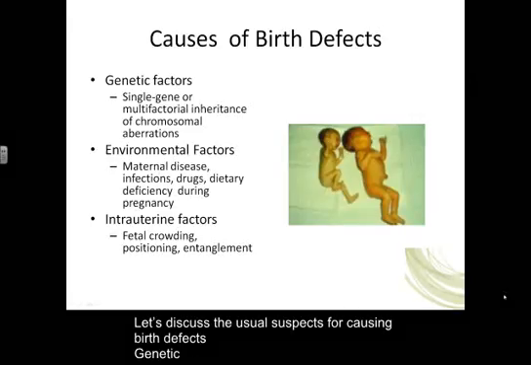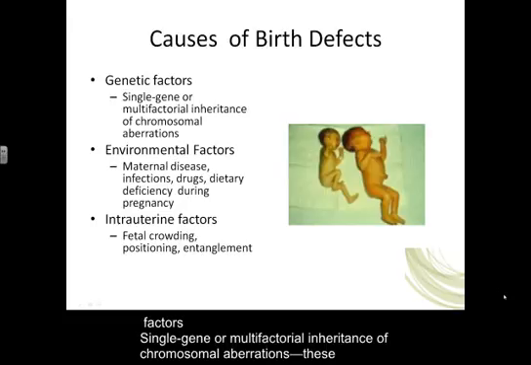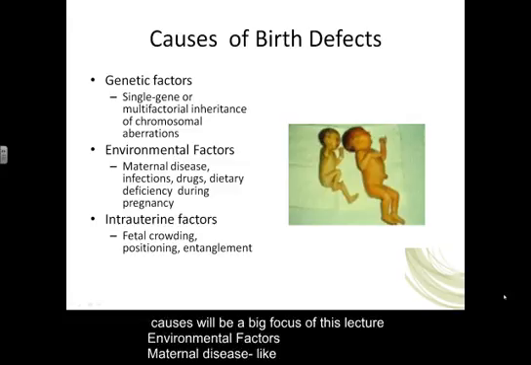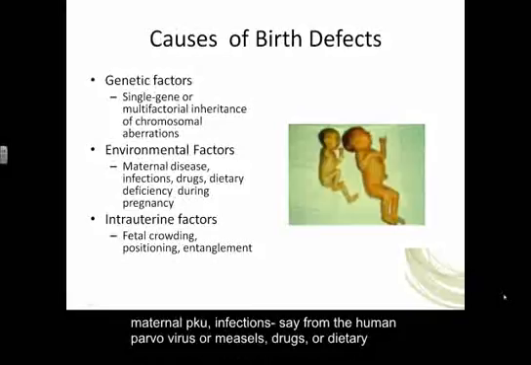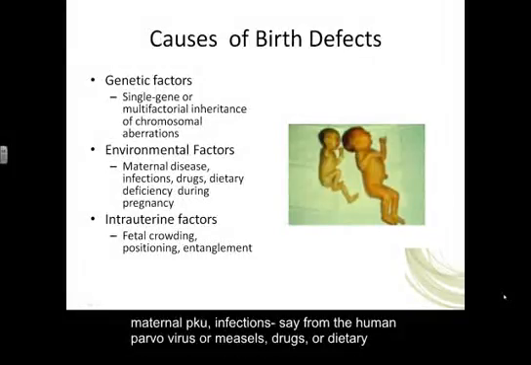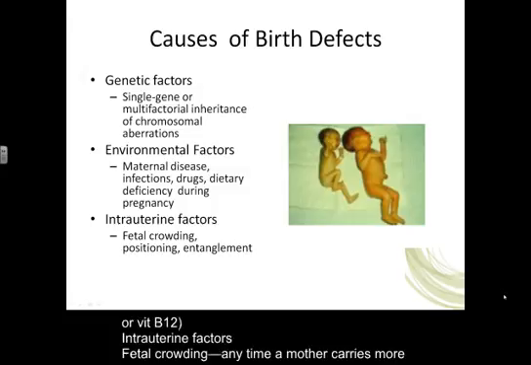Let's discuss the usual suspects for causing birth defects. Genetic factors. This can be a single gene or multifactorial inheritance of chromosomal aberrations. These causes will be a big focus of this lecture. Environmental factors. Maternal disease like maternal PKU, infections, say from the human parvovirus or measles, drugs or dietary deficiency during pregnancy, like neural tube defects that occur from a lack of folic acid or vitamin B12.